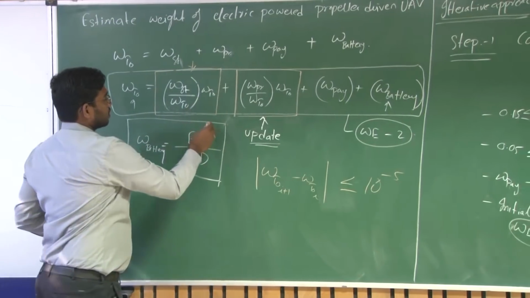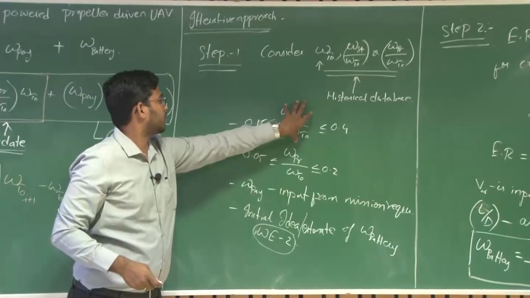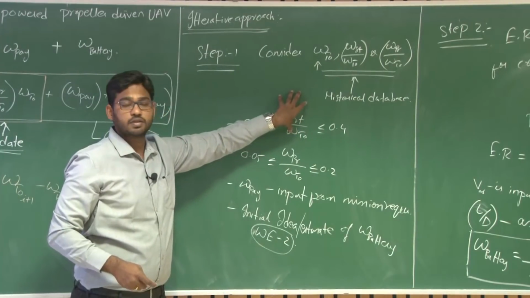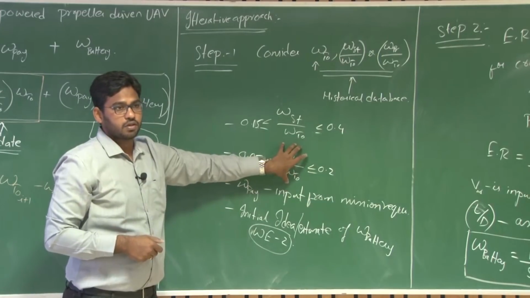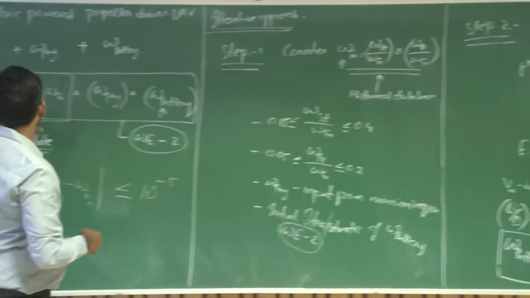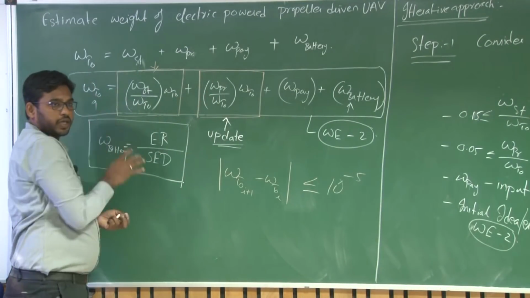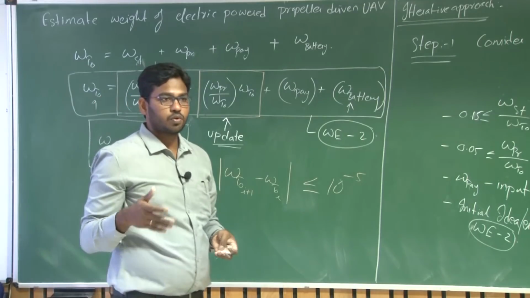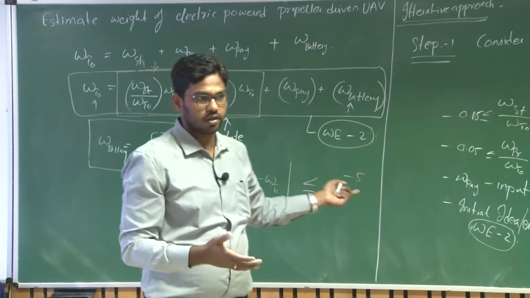Now this parameter W, the structural weight ratio fraction, is taken as an input from the historical database, as well as the propulsion weight fraction. Now you have these two parameters, and to start with, we are considering the overall takeoff weight of a UAV, which is close to this particular UAV that you are going to design as per the new mission requirements.